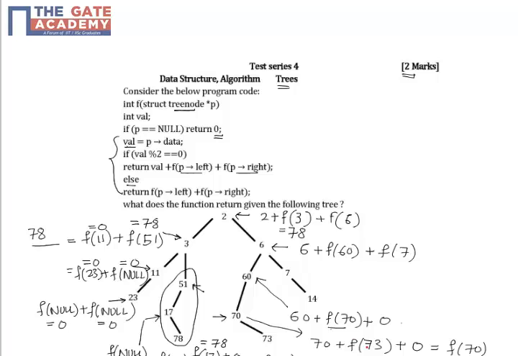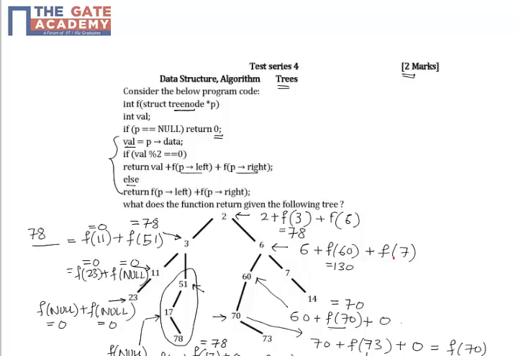Okay, so to resolve this call, I have to call f of 73. But 73 is an odd number, so it will return the sum of the left subtree of 73 and the right subtree of 73. But because it is a leaf node, the answer of this will be 0. So 70 plus 0 plus 0 will be returned as a result here. So 60 plus 70 plus 0 is nothing but 130. So that 130 value will be written here.